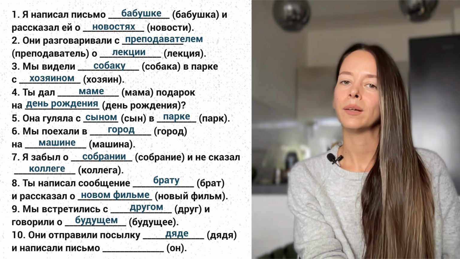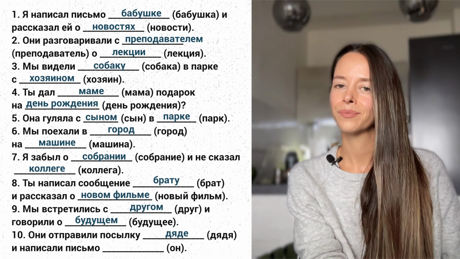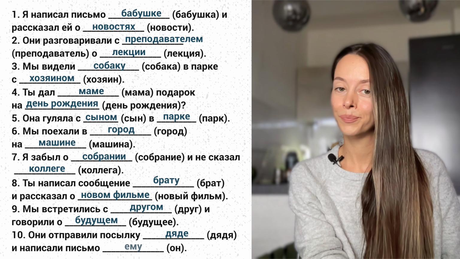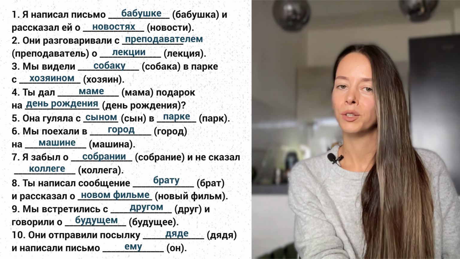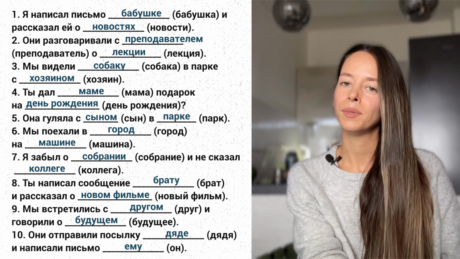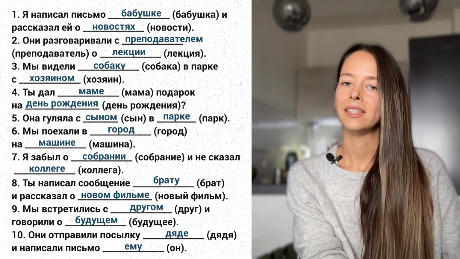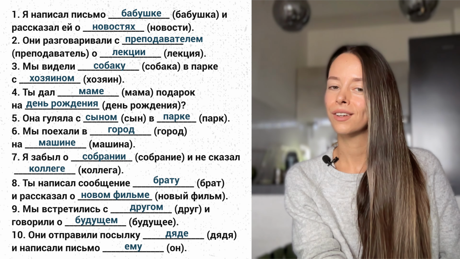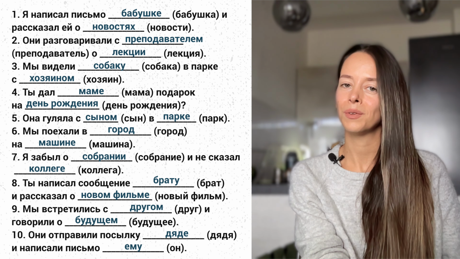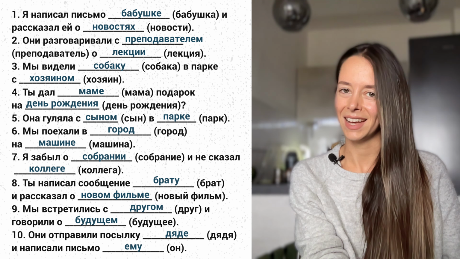Они отправили посылку дяде и написали письмо ему. Они отправили посылку дяде и написали письмо ему. Дядя and он are both in the dative case because that's the recipient of the action.